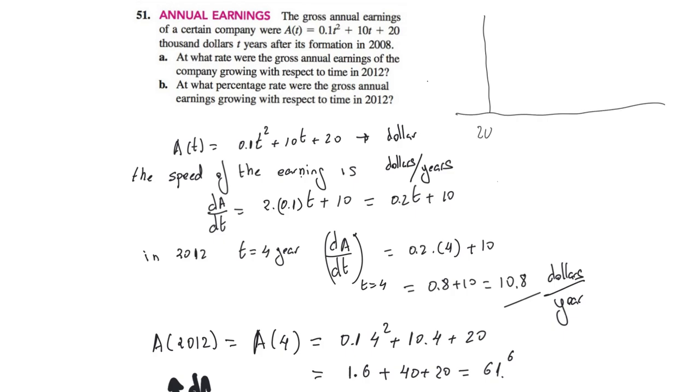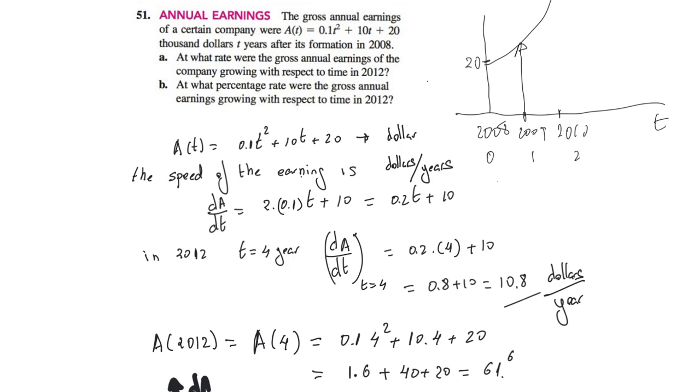In 2008, at t equals 0, the annual earning, you see here, A of t is 0.1t squared plus 20t plus 20. When t equals 0, the annual earning is 20. So my graph will start here. And because it's a parabola, we'll do something like this. At t equals 1 is 2009, so the annual earning will be bigger. At 2010, t is the time: t equals 0, t equals 1, t equals 2.